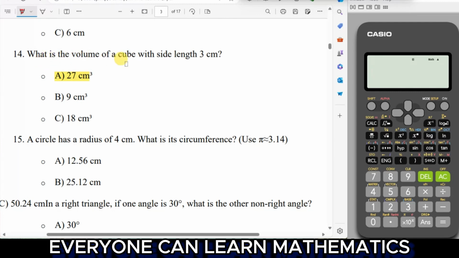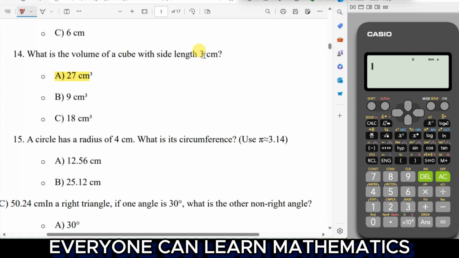What is the volume of a cube with side length 3 centimeters? A cube is a six-sided box, formed by different squares. The formula for finding the volume is length times breadth times width, and a cube means all the sides are equal.